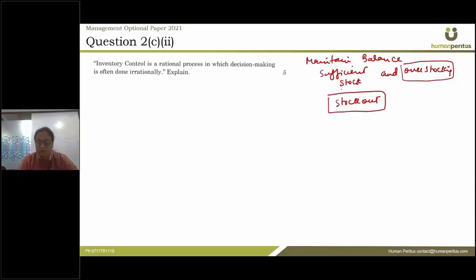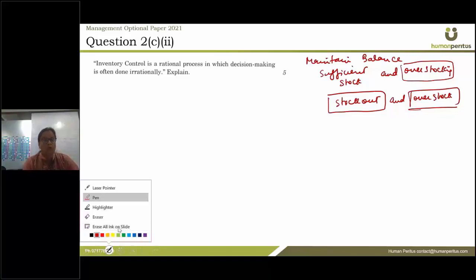So in order to achieve a trade-off between the situation of stock out and overstock, inventory control is important. Okay, in this answer we have to be very brief, because this is a 5 mark question. We do not have to spend time on it, so we'll be mentioning very quickly what we know about inventory control.